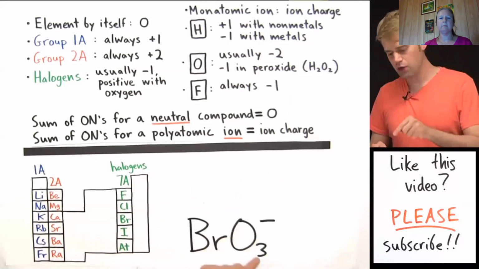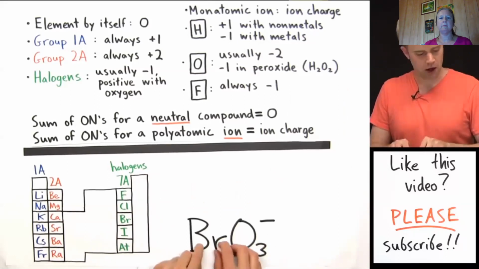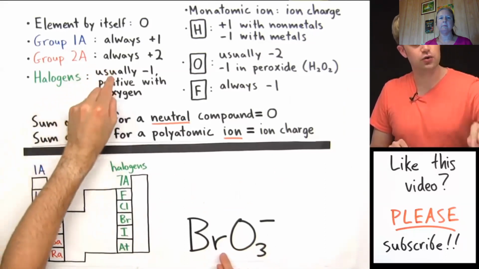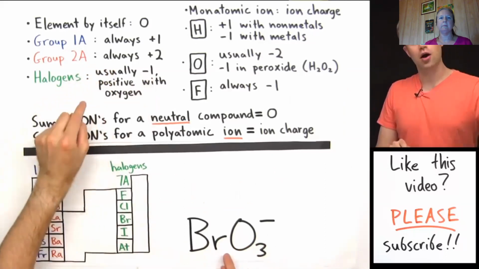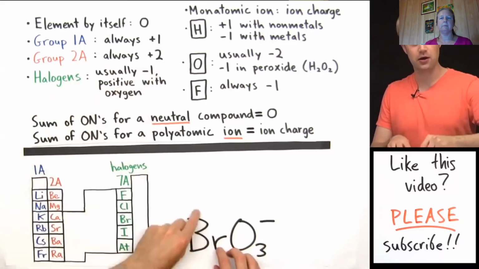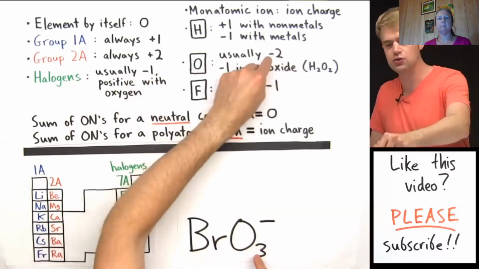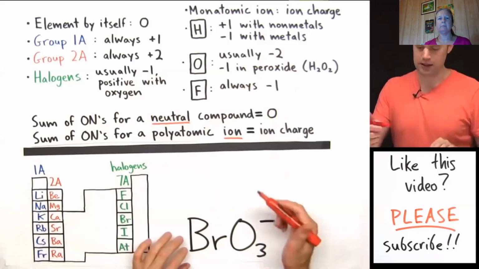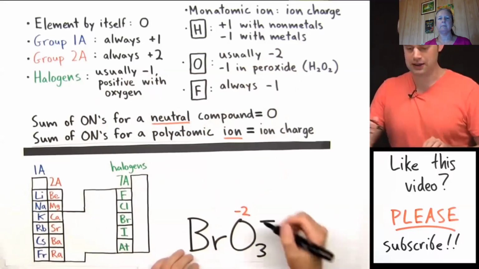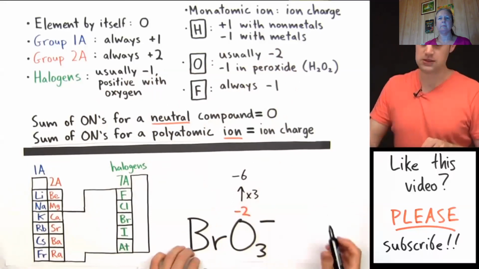oxidation. BrO3 minus. This is a tricky one, but it's pretty common. So Br, bromine, is one of the halogens. The rule for the halogens is they are usually -1, but they are positive with oxygen. So I'm not going to put 1 minus in here because it's with oxygen. So let's go to oxygen instead. Oxygen is usually -2 since it's not peroxide. So let me put that here. -2. Now we have 3 oxygens. So that's going to be times 3 to give us -6.